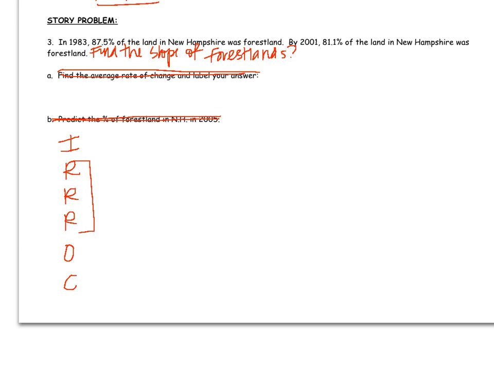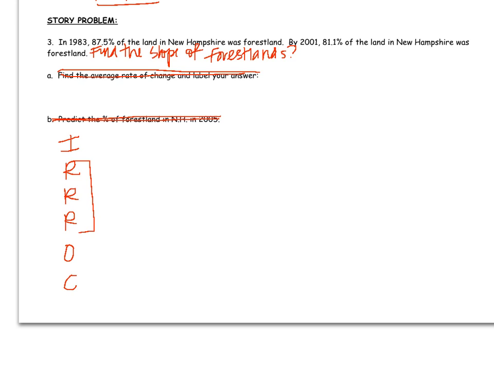R is my work. I is the introduction. O means an opposing view or where you make a mistake. And C is restating your introduction in the conclusion. So let's look at our stuff. In 1983, 87.5% of the land in New Hampshire was forest land. In 2001, 81.1% of the land in New Hampshire was forest land.